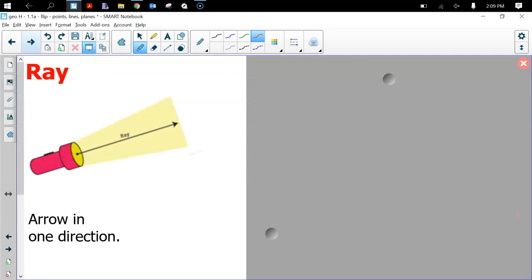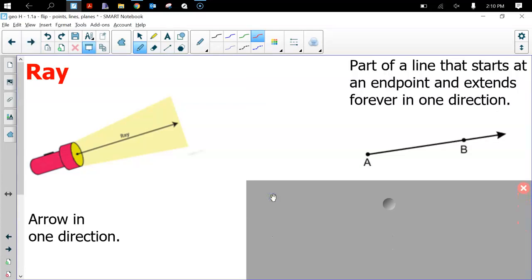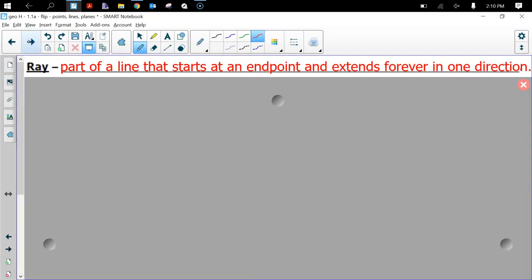Ray, if you think of a ray of light, it has a starting point, and if it's not obstructed, it goes on forever in one single direction. And what it sort of looks like is an arrow that goes in one direction, but that's not official. What is official is it's part of a line that starts at an endpoint and extends forever in one direction, which is represented as you see there. So go ahead and write that official definition into your notes.